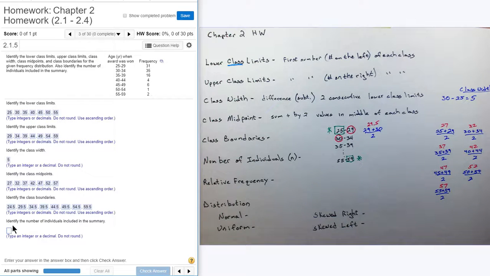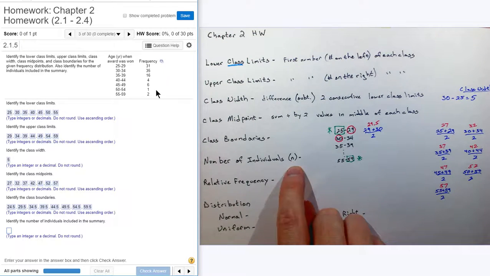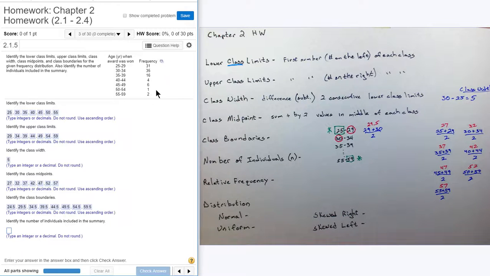Excellent. Now identify the number of individuals included in the summary. What you need to do is add up all your frequencies. And I'm going to start using this term N. N is your sample space. N is the total number of whatever data you have and that you're using.